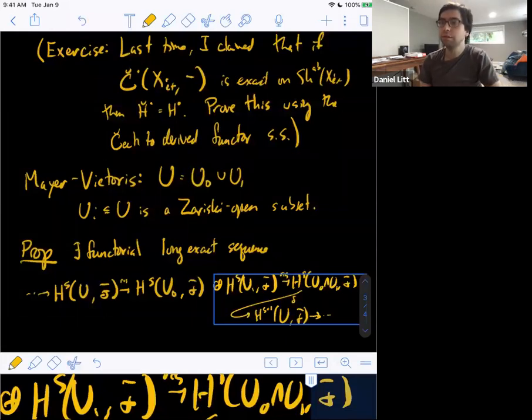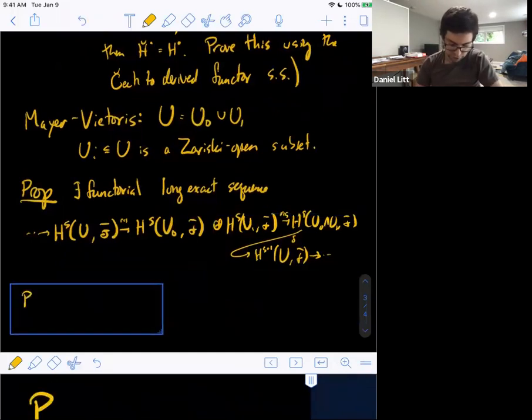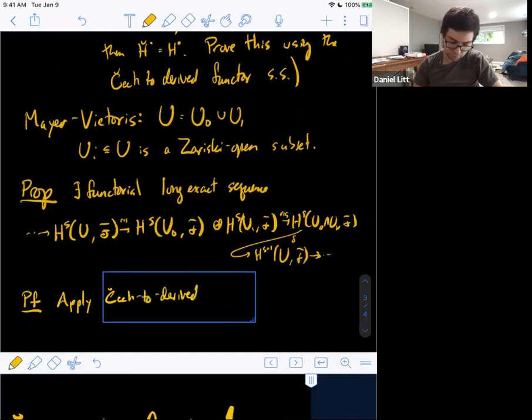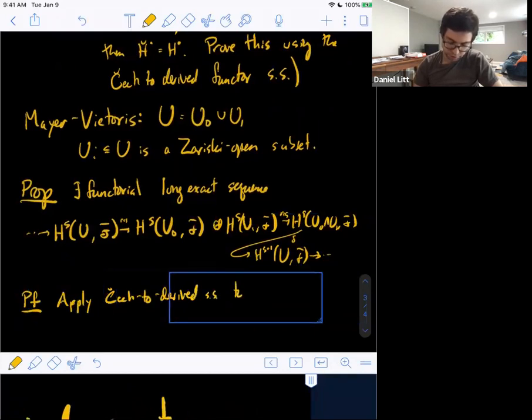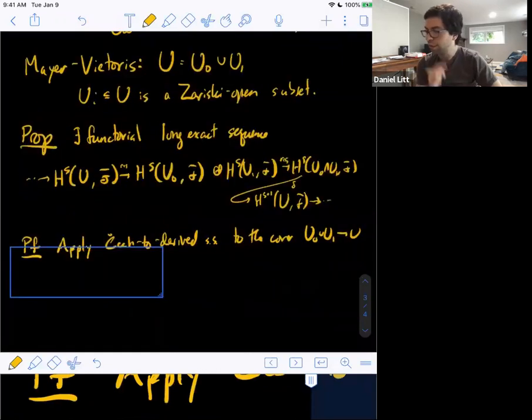Okay. Hopefully this is a little bit familiar. So the proof, I'll just sketch, because it's actually a little bit more complicated than you might think. The proof is to apply the Čech-to-derived spectral sequence to the cover U0 union U1 to U. There's actually some subtlety here, so let's see what happens, and I'm not going to give you the details.